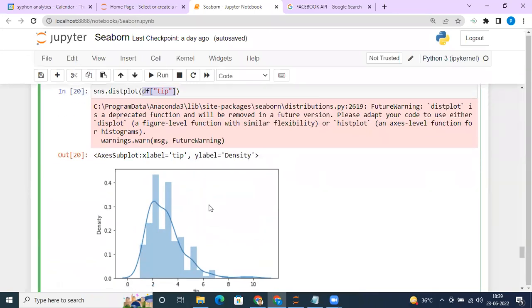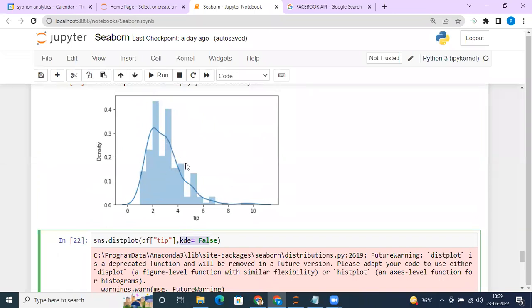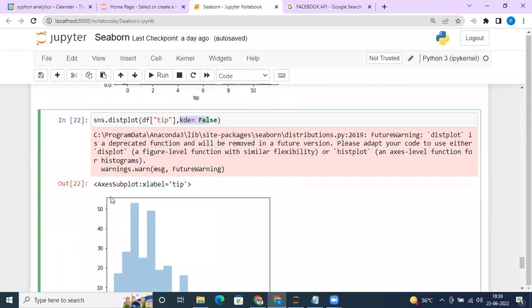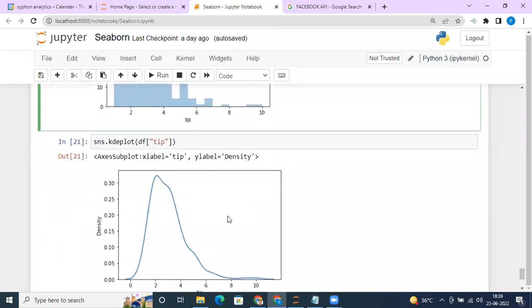But if we make KDE equal to false in the next graph, this KDE graph will be gone, and your proper frequencies will appear in your histogram. Simple. So we just made KDE equal to false. Similarly, if we just want to obtain a KDE plot, then we can use sns.kdeplot and pass any numeric column here. So the corresponding KDE plot you will see here, which will also give you all the values.